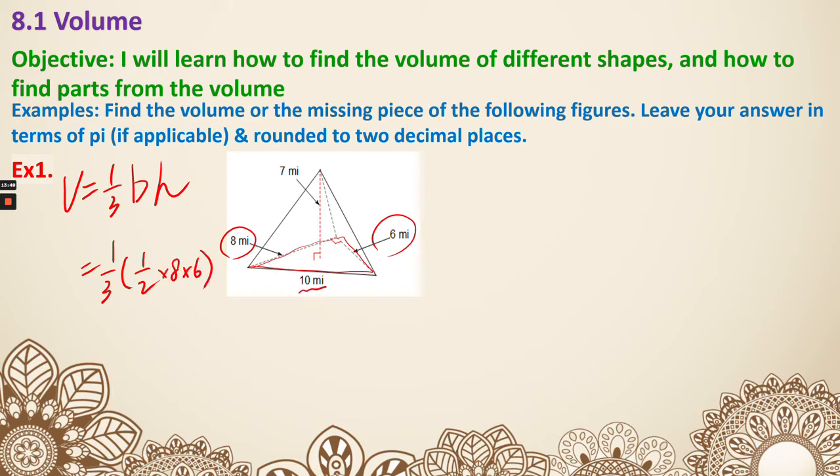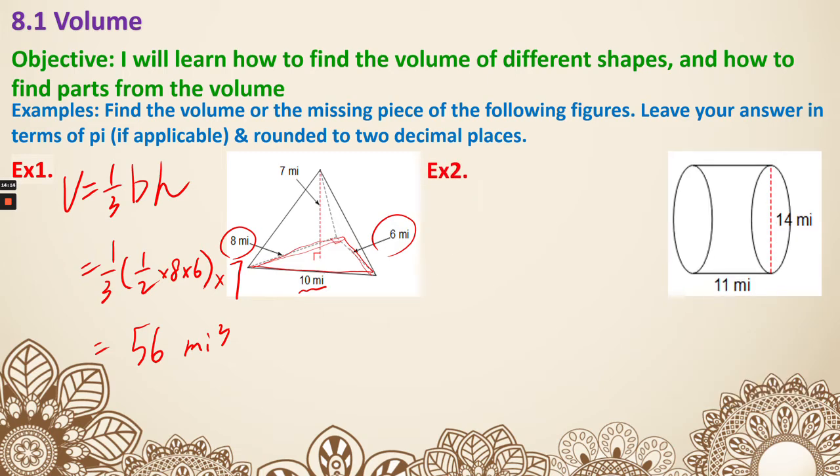Even though you see this 10, when we try to calculate the area of a triangle, we need base and height, and they need to form 90 degrees. And the 90 degree is right there, so we just use 8 and 6 for the area of the base triangle. And times the height for the whole thing, which is 7. After calculation, the answer should be 56 mile cubed.